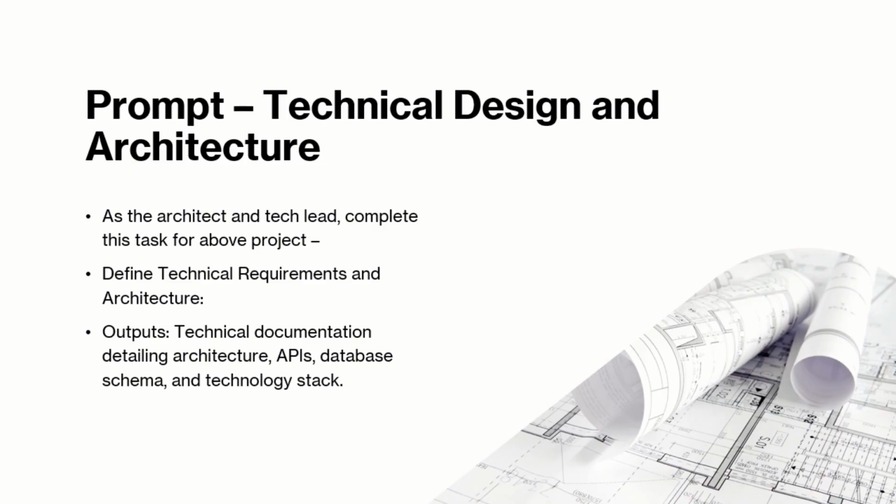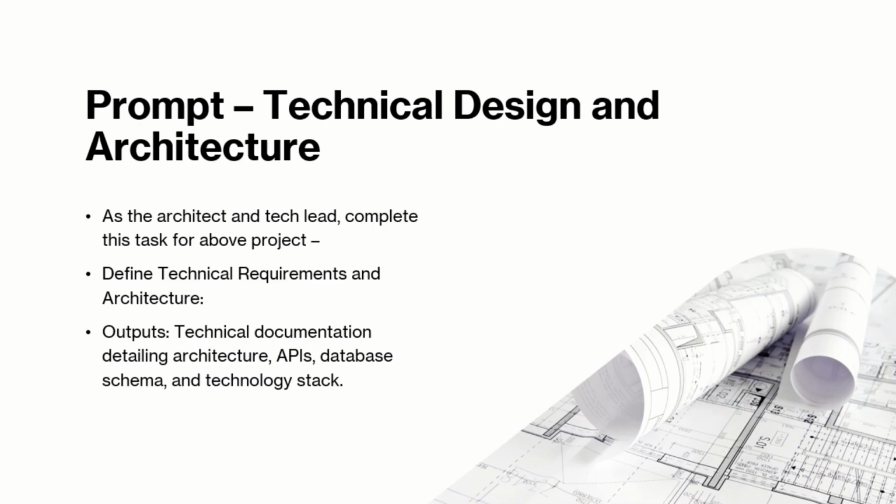Again, we are not using any resources other than AI here. So far, AI has helped us to perform the tasks which would normally be done by a project manager and a business analyst, and now we are asking AI to act as the architect and tech lead. As the architect and tech lead, complete this task for the above project. Define technical requirements and architecture. The outputs are technical documentation detailing architecture, APIs, database schema, and technology stack.